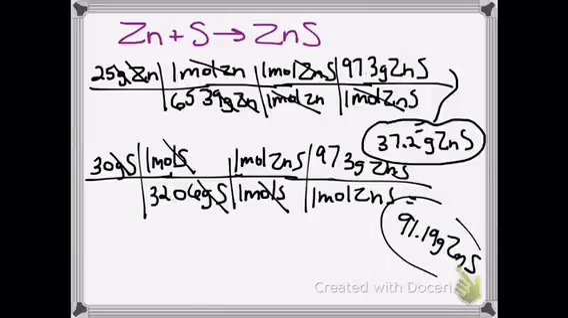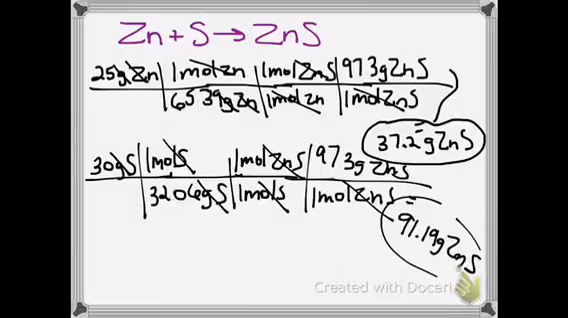Next, we have 1 mole of ZnS on the top. To cross that out, we put 1 mole of ZnS on the bottom. And to get the amount of grams per mole of ZnS, we go to the periodic table, and we get 97.3 grams of ZnS again. Now, in order to get the answer, we multiply the top and divide it by the bottom. So in this case, you would do 30 times 1 times 1 times 97.3. Divide that number by 32.06, and your answer is 91.19 grams of ZnS.